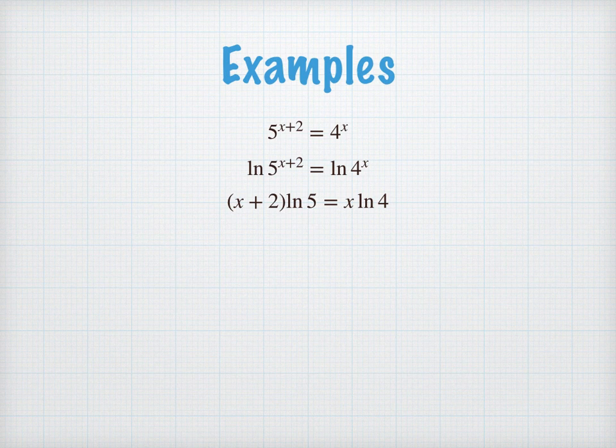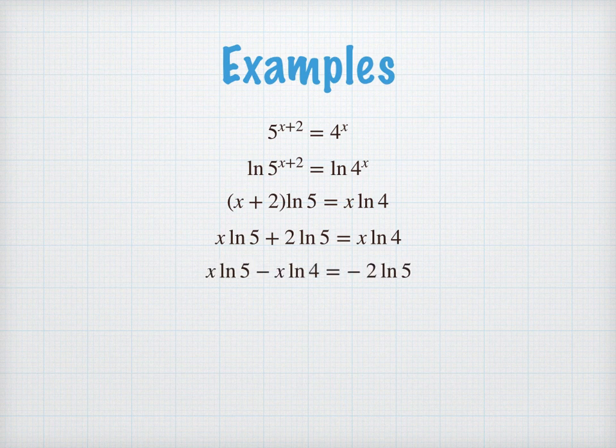Now let's distribute on that left-hand side. So we have x times the natural log of 5 plus 2 natural log 5 equals x times natural log 4. Now let's get anything that has an x all moved together on one side of our equal sign. So we'd subtract x natural log 4 from both sides, and then let's move that other term to the other side. So let's subtract 2 natural log 5 from each side as well. So now we have x natural log 5 minus x natural log 4 equaling negative 2 natural log 5.